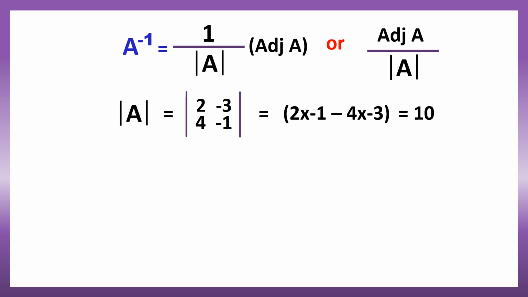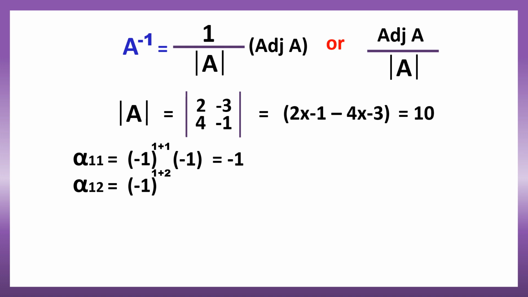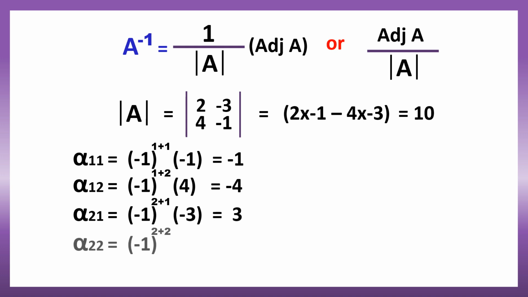So the first element alpha 1 1 is equal to minus 1 raised to 1 plus 1 into minus 1, that is equal to minus 1. Alpha 1 2 is equal to minus 1 raised to 1 plus 2 into 4, that is equal to minus 4. Alpha 2 1 is equal to minus 1 raised to 2 plus 1 into minus 3, that is equal to 3. Alpha 2 2 is equal to minus 1 raised to 2 plus 2 into 2, that is equal to 2. We have already discussed how to find the cofactors of elements in a matrix in the other video.